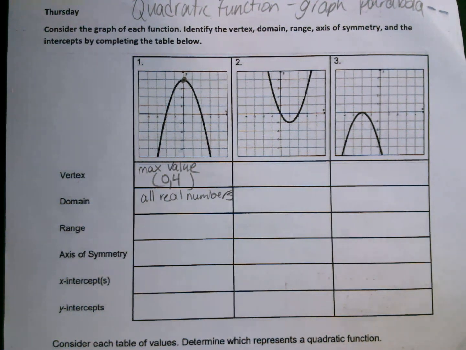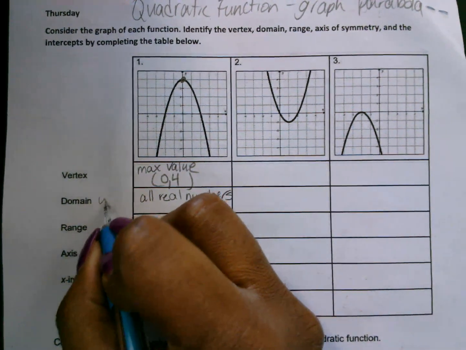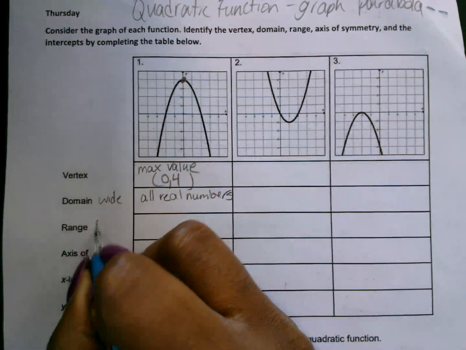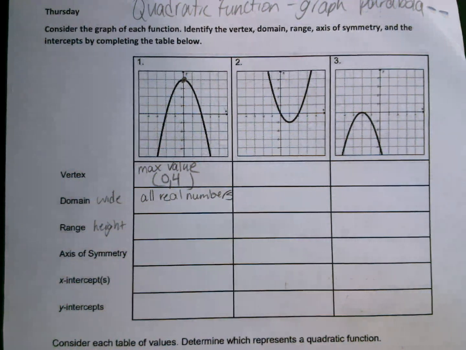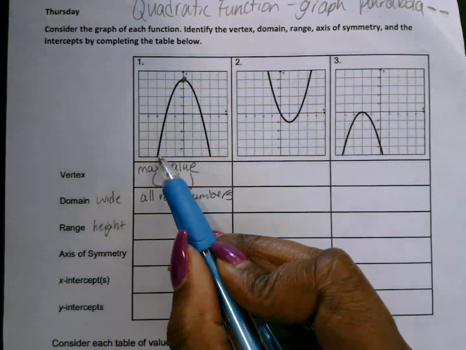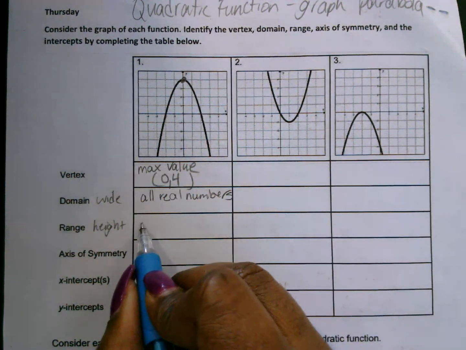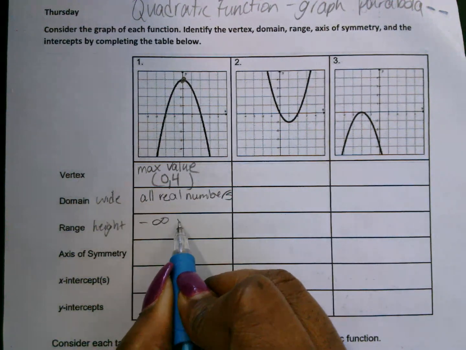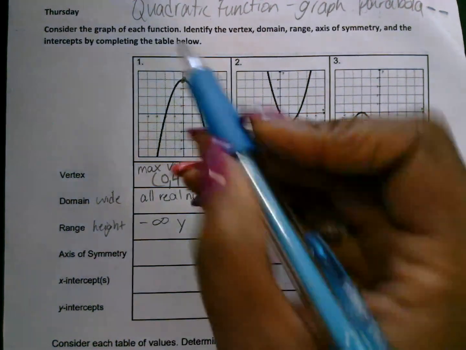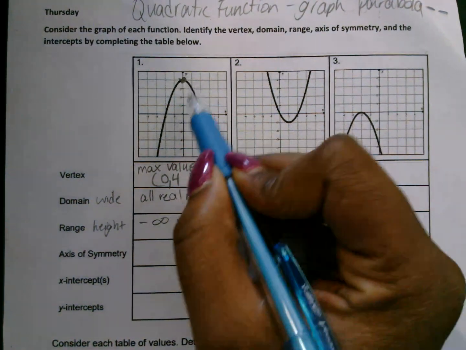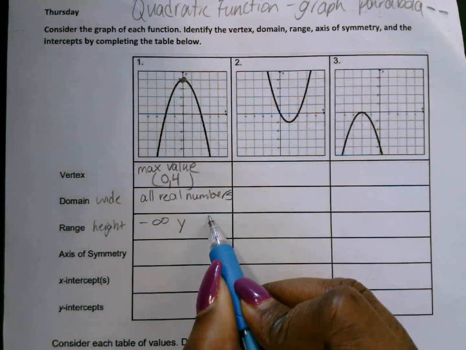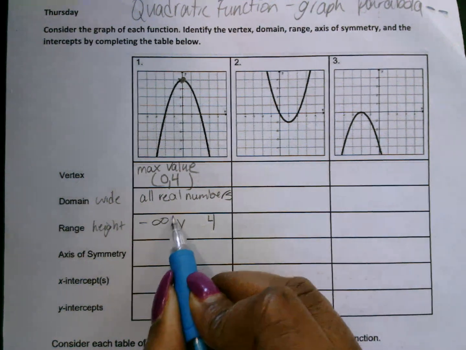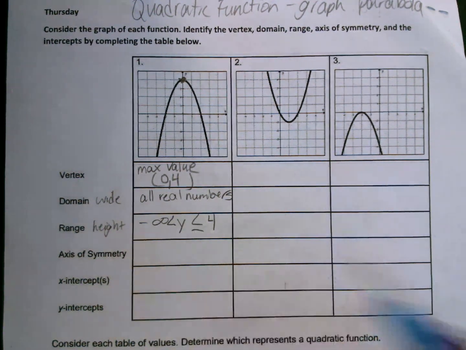The range is going to be how tall. You put wide here, height here. From the ground on up. Well, from the ground, it never ends. So you got from negative infinity, and it stops right up here on the y-axis at positive 1, 2, 3, 4. So it's between negative infinity and positive 4, less than or equal to.